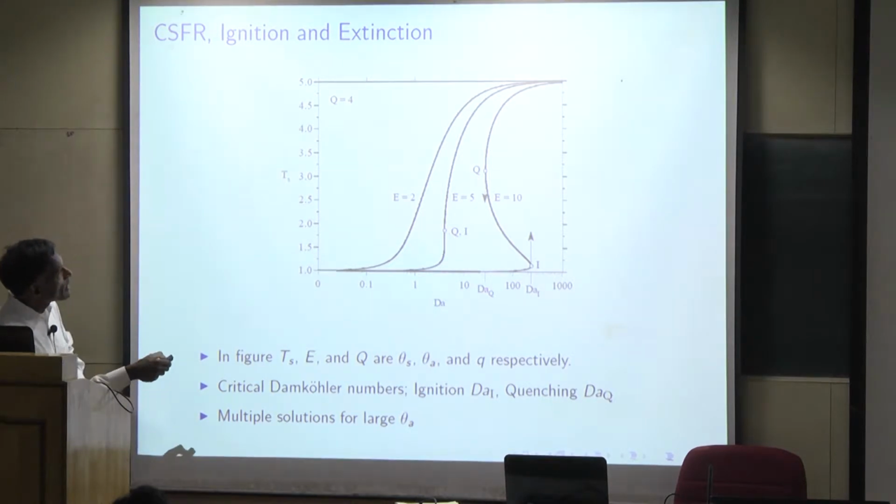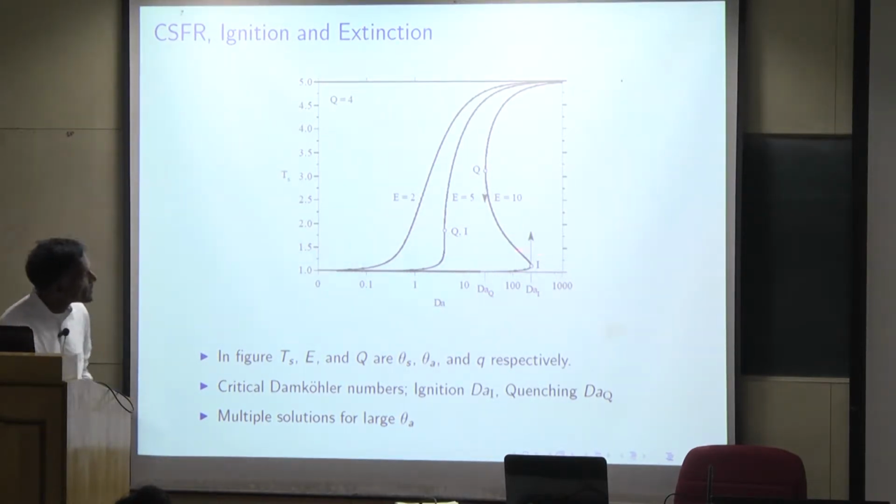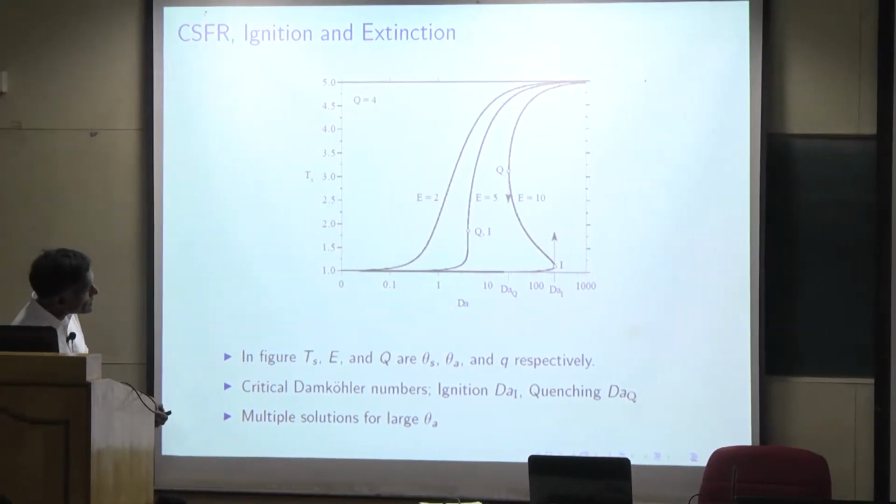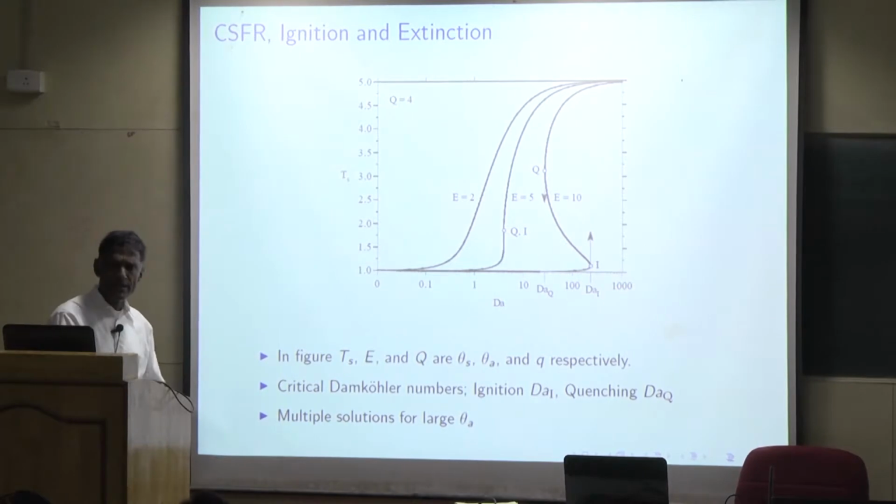You select a value of E, and once you select the value of E, you can construct these curves. Okay? So now, you notice something very interesting here. You can see that if E is 2, the non-dimensional activation energy is small. You can see that the steady state, by increasing the Damkohler number, and what does increasing Damkohler number mean?